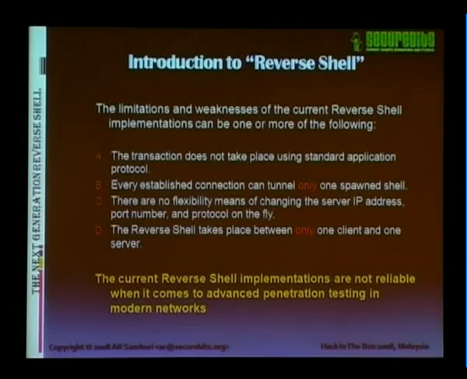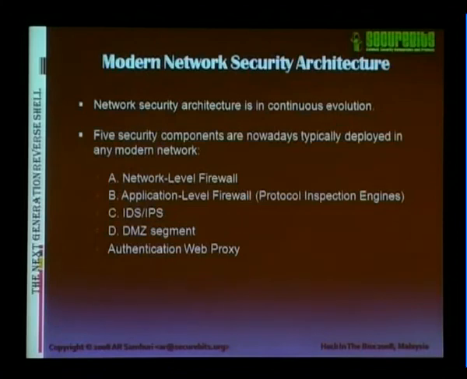So, here comes the idea of next generation reverse shell, which provides maintainability, reliability, flexibility, which I'm going to discuss later on. Now, in order to see the need for these characteristics, let's review the modern network security architecture we find nowadays in modern networks. Mostly nowadays in most corporate networks, there are security components that are found in every network. Even small corporate networks have these components, whereas in the past it wasn't widely available.